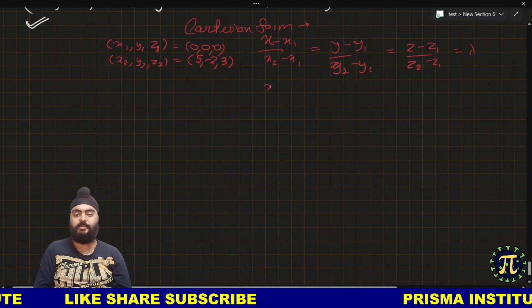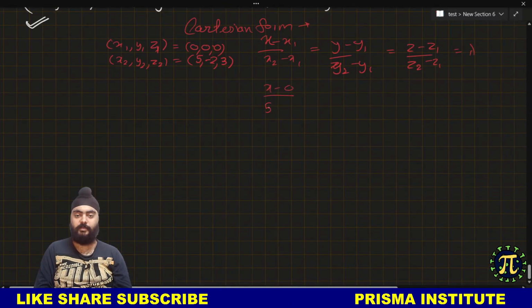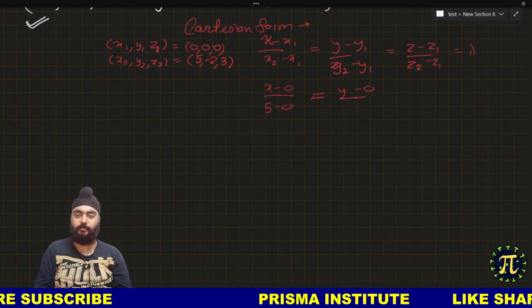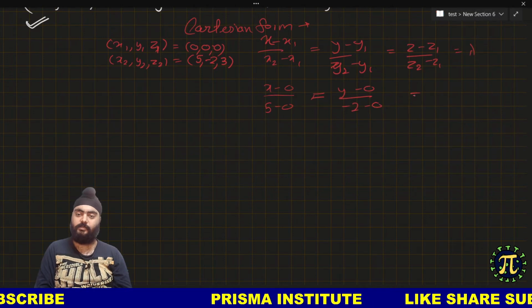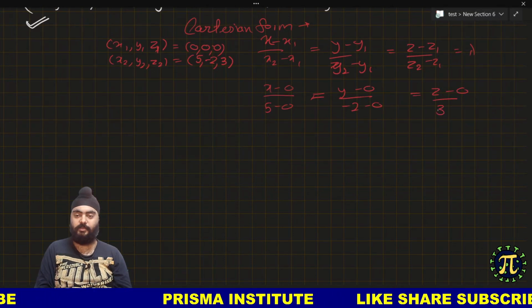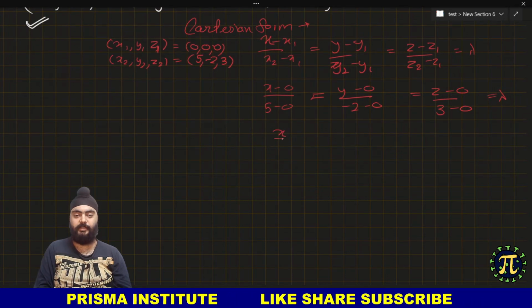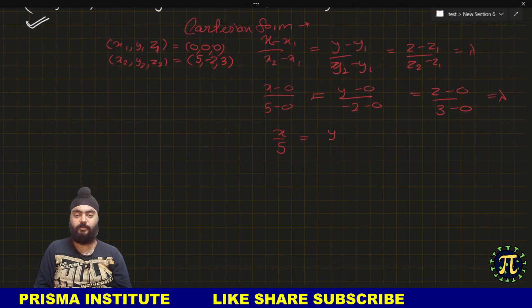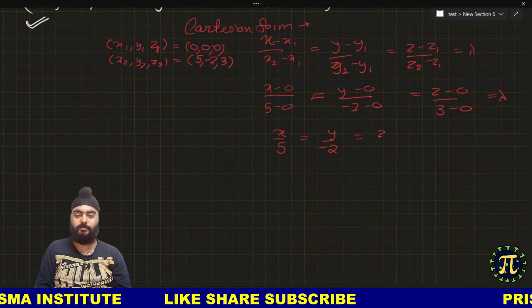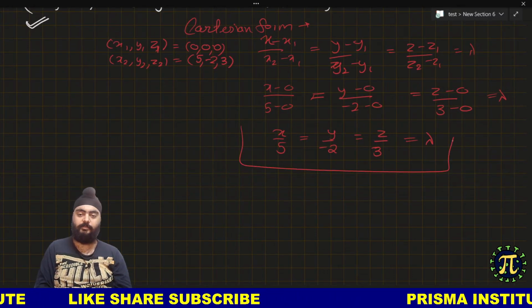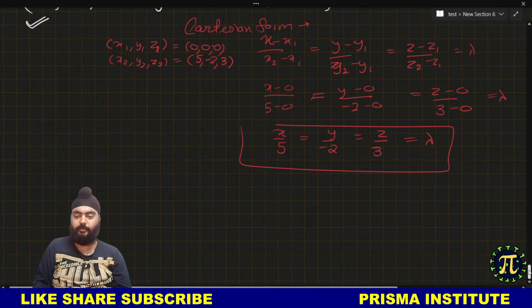So ऊपर मैं 0 वाला ले रहा हूँ, so x minus 0 upon 5 minus 0 is equal to y minus 0 upon minus 2 minus 0 is equal to z minus 0 upon 3 minus 0. I find equation कितना आ रहा है, 5x by 5 is equal to y by minus 2 is equal to z by 3, right, is equal to lambda. And you could have done the same thing from the vector form also, right?